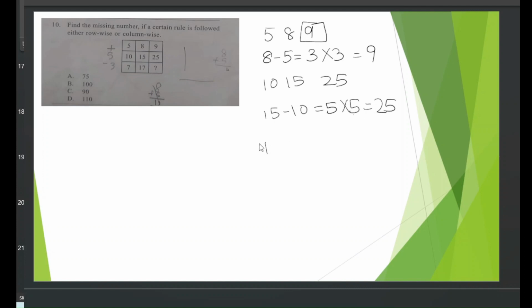Similarly, the last row has 7 and 17. So we'll do 17 minus 7. What will it be? 10. So 10 multiplied by 10 will give us 100, which was the correct answer that way. Answer B. Okay, so for question number 10, B is the correct option because it is 100.